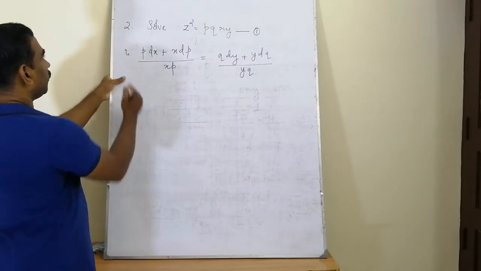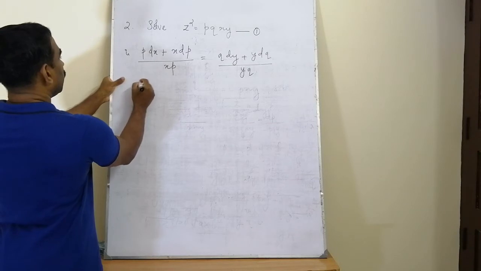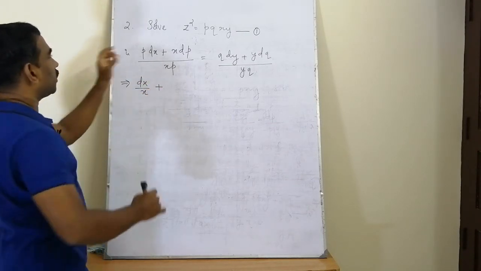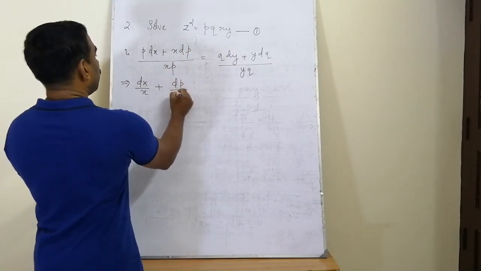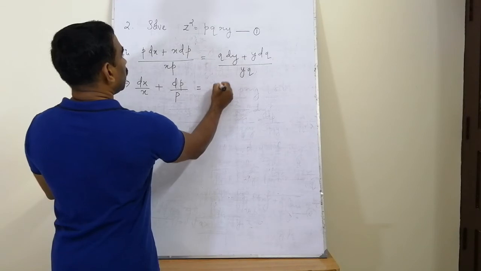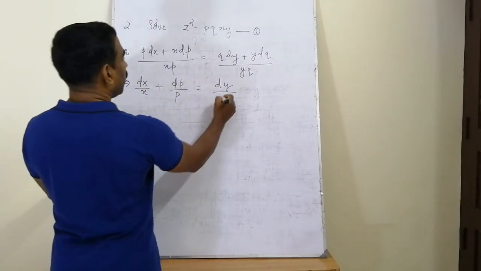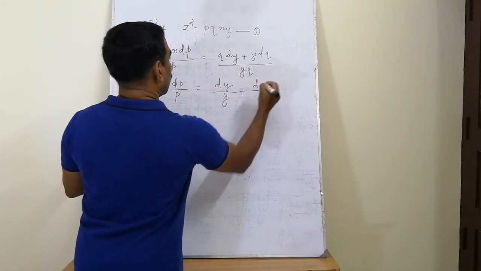On division, we can divide p dx by xp, that is cancelling p, we get dx by x. And the second division implies dp by p is equal to dy divided by yq, cancelling that q, dy by y plus dq divided by q.